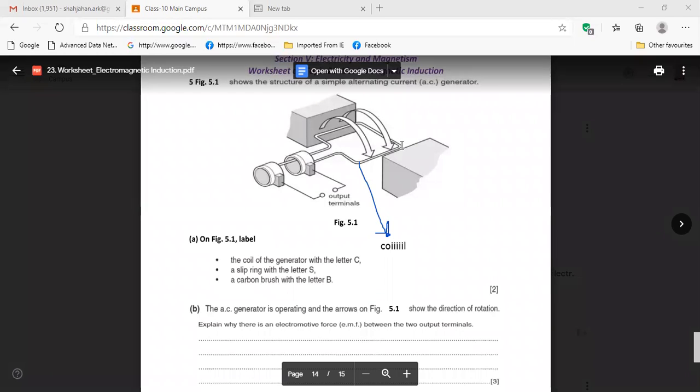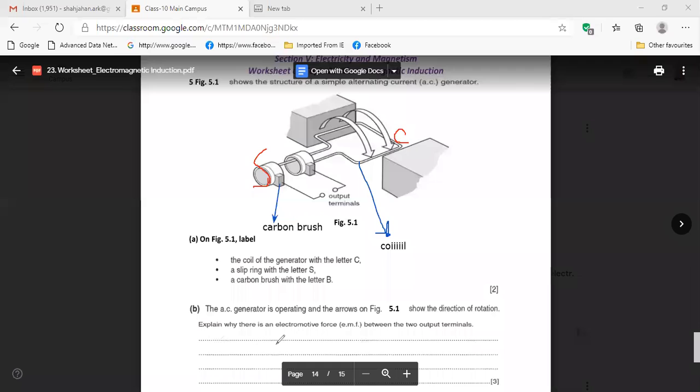Yeah, please draw, no problem. Just here you label it as C. That's it. Then this one is the slip ring, S. This is the slip ring. Then this one is the carbon brush. And part B, continue, Morshi.